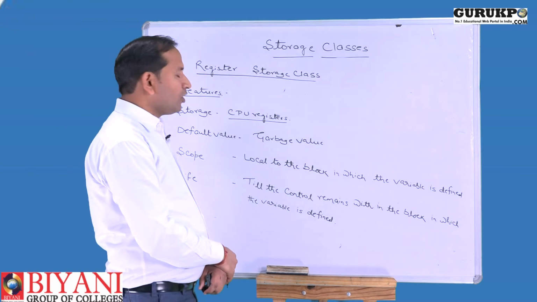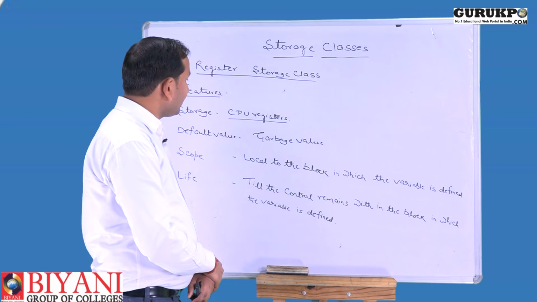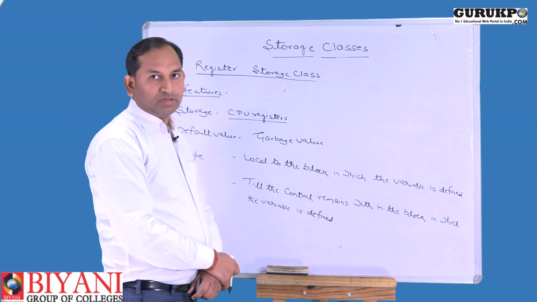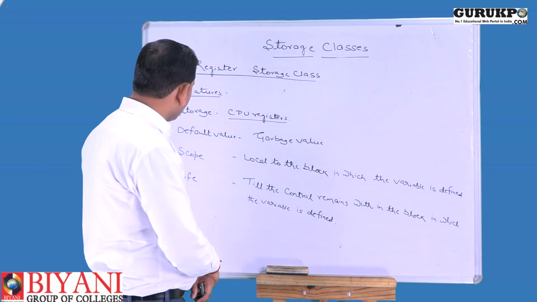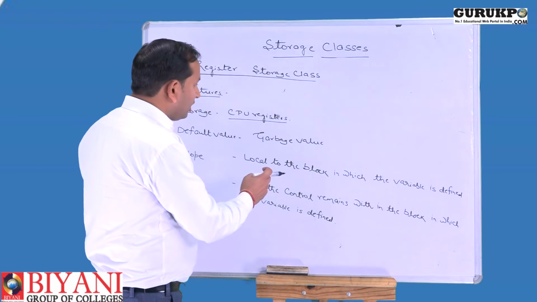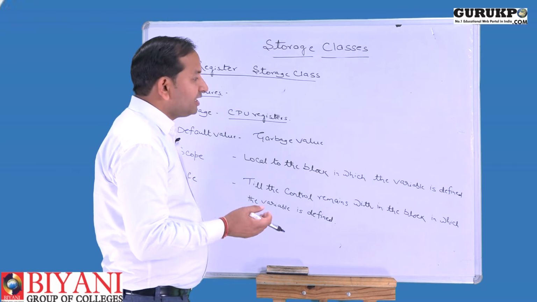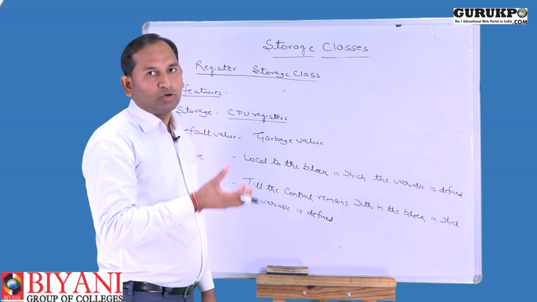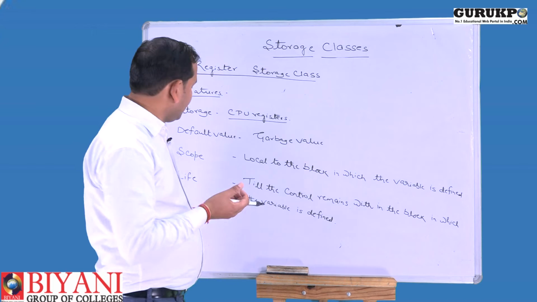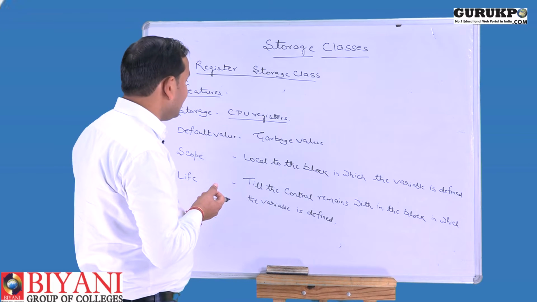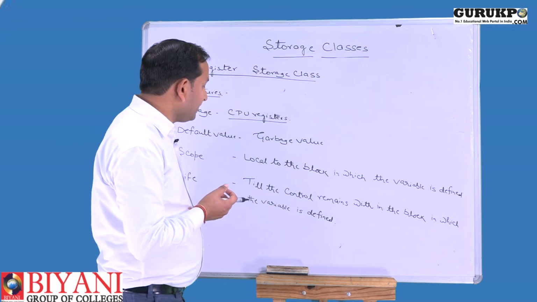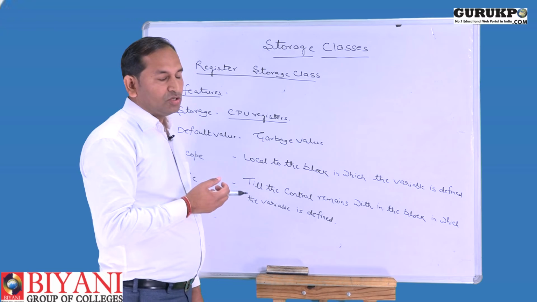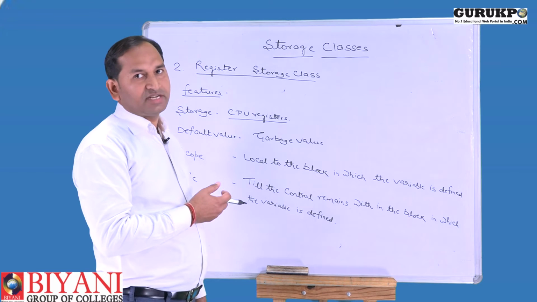The default value of register variables will be garbage value, that is, undefined value. Scope is local to the block in which the variable is defined. So register variable's scope is local to the particular block. And the last key feature, life lasts till the control remains within the block in which the variable is defined. These are the four primary features of register storage class.